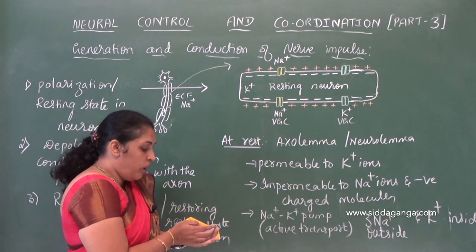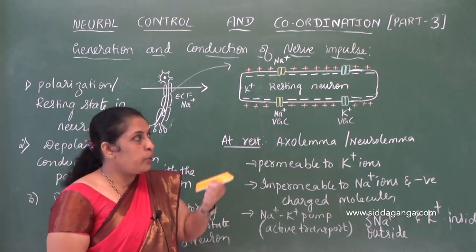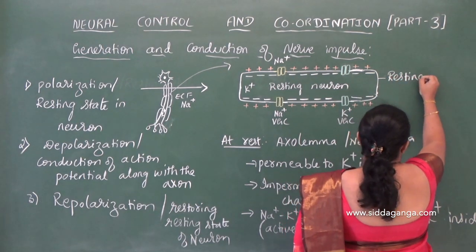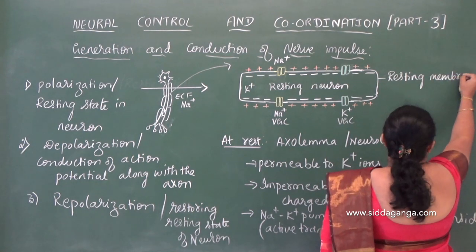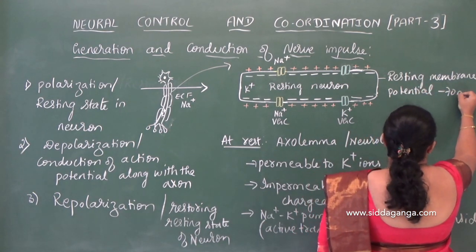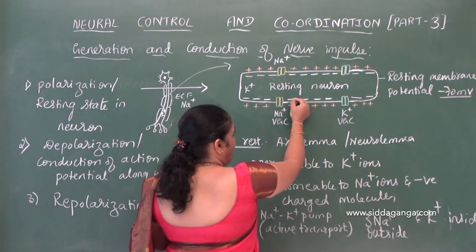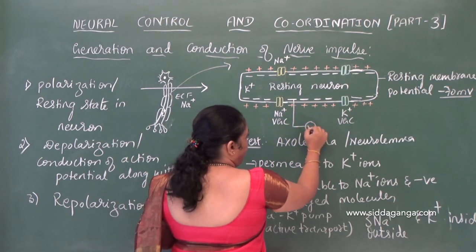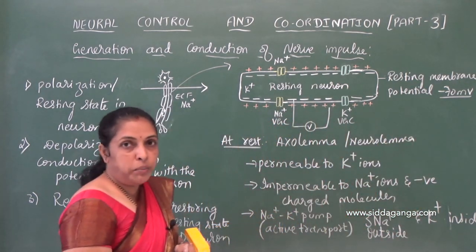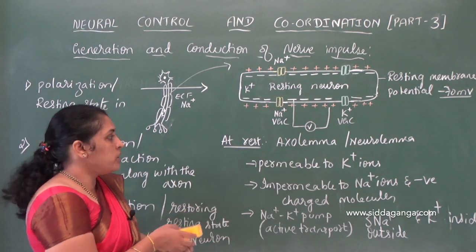This state is the polarized state of the neuron, and the potential difference across this membrane is called resting membrane potential. It is nearly -70 millivolt. To measure it, one electrode is connected to the negative side and one to the positive side of a voltmeter, and we get -70 millivolts. So this is the polarized state when neurons are at rest.